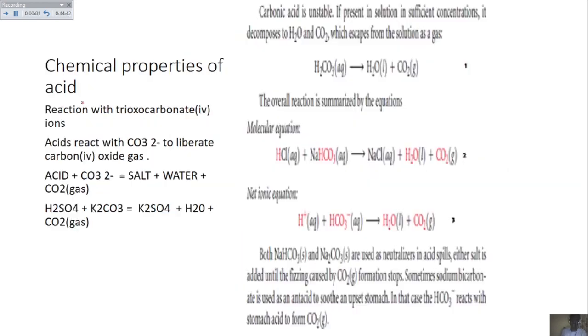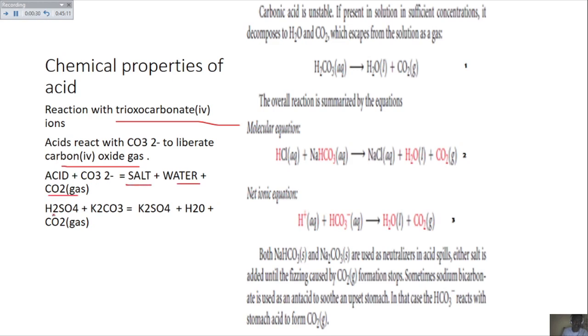Okay, now the chemical properties of acid. The next one we're going to talk about here is the reaction with trioxocarbonate(IV) ions. You need to know that acids react with trioxocarbonate(IV) ions to liberate what we call carbon(IV) oxide gas, and this is just the illustration. You see the acid with a trioxocarbonate(IV) salt to give us salt, water, and CO2 gas.